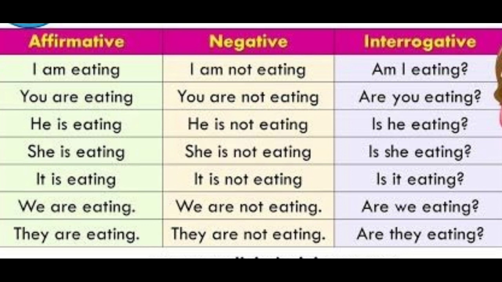Look at the first row of the substitution table. I am writing. Here, am is the helping verb. If you want to change the first sentence into negative, after am, we have to add not. I am eating must be changed to I am not eating. Look at the next sentence. If you want to change it into an interrogative sentence, the helping word must come first. Am I eating? The same thing happens in the next sentences. Look at them closely. You can understand easily.